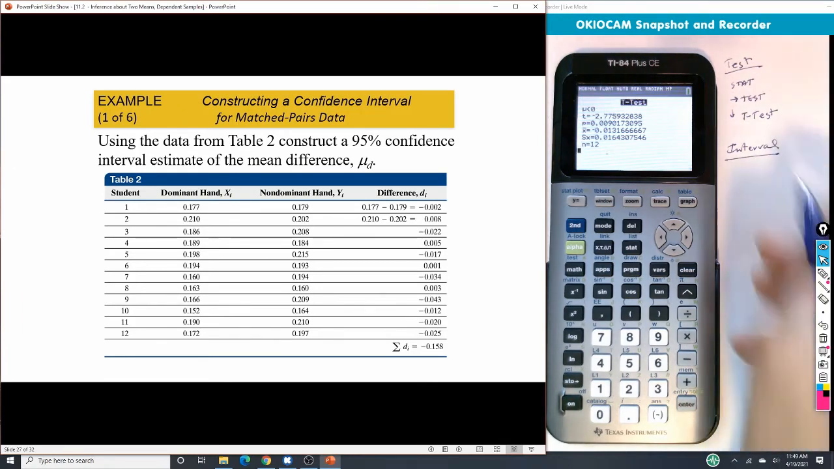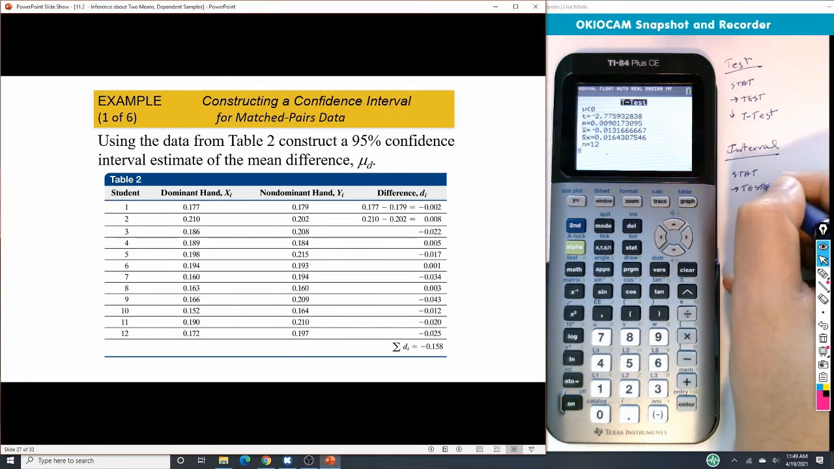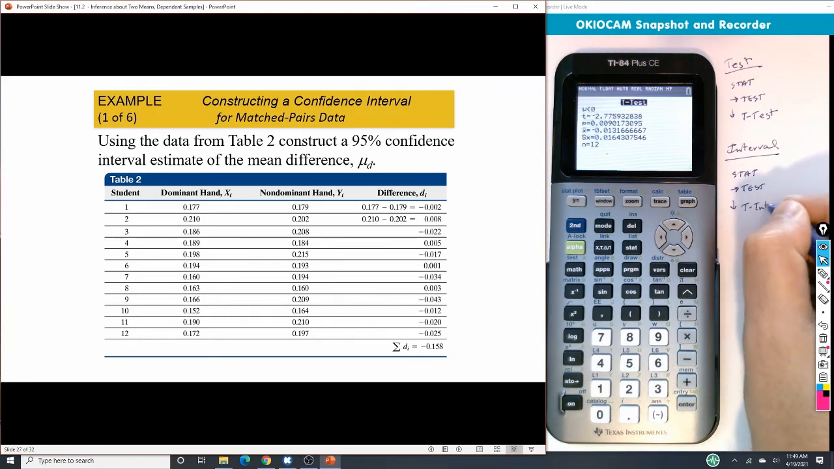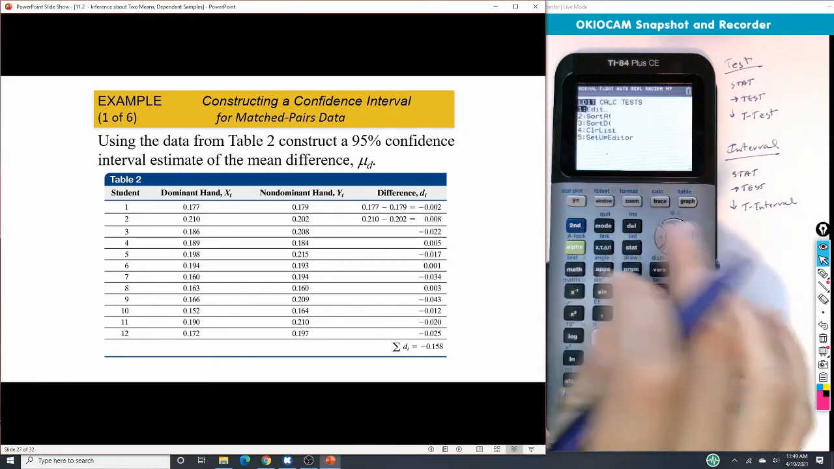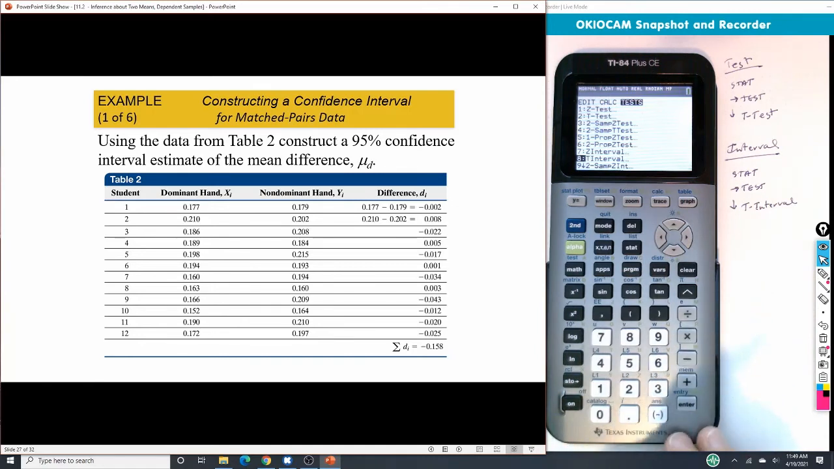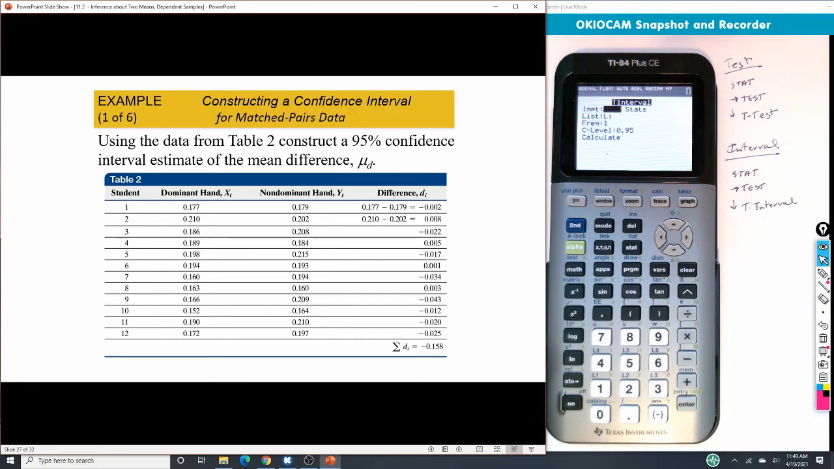All right, so for our interval, again, we're going to go stat over to tests. And then this time we're going to go down to the t interval. Okay, so stat over to tests and down to our t interval. Okay, I guess I didn't need the dash there. That's not actually in there. Now, again, we are looking at the data. We already had that in our L1, L2, L3 there for us, so we didn't have to re-enter that, right? We're using the same graph on those, but if they gave you new data, we would do that.